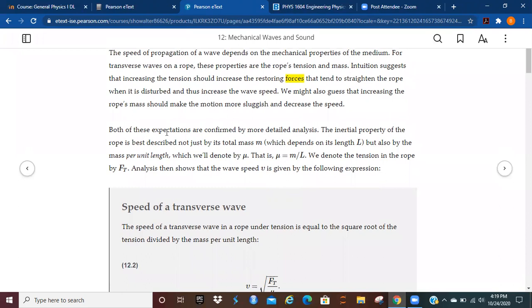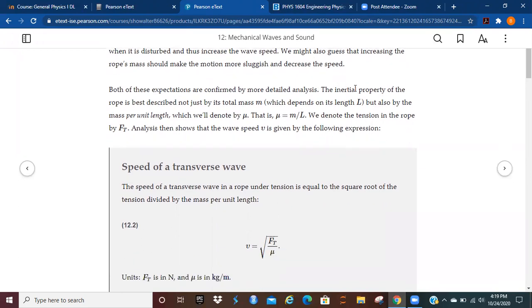So both of these expectations are confirmed by more detailed analysis. Basically what that means is, yeah, we checked it out and it's fine. The inertial property of the rope is best described not just by the mass, which depends on the length L, but also by the mass per unit length. In other words, we would take M divided by L, and that gives us a density of some sort. So we're going to denote the tension of the rope by this.